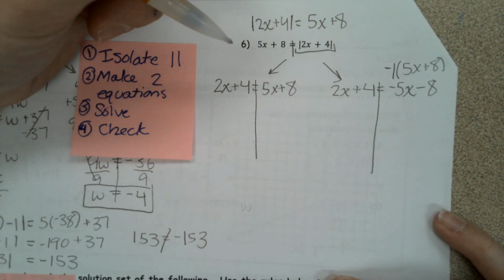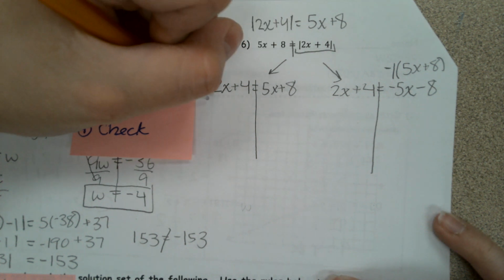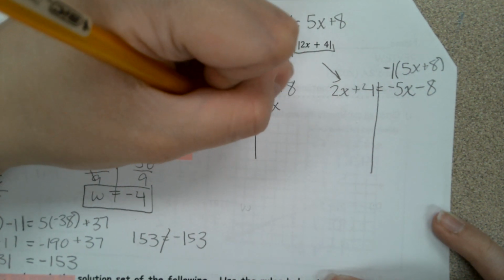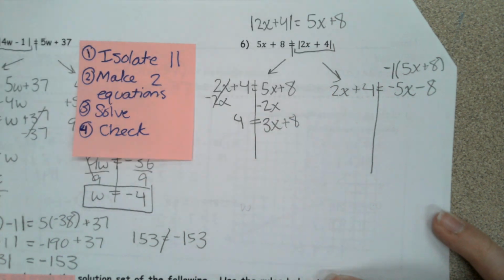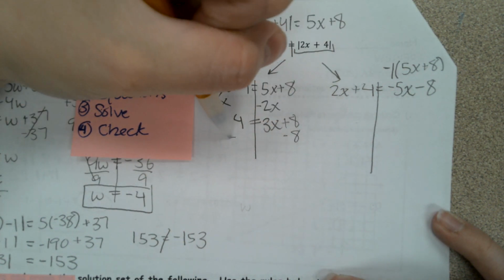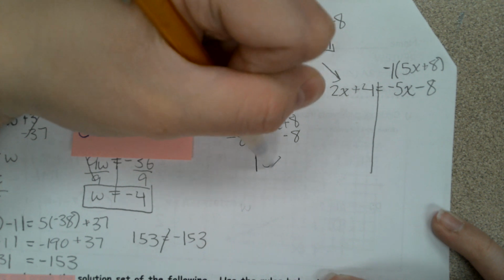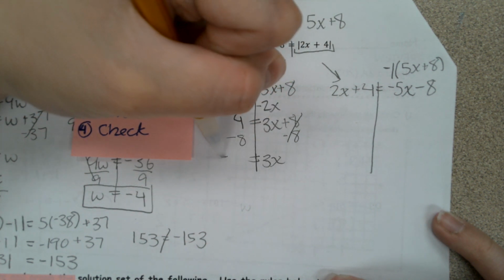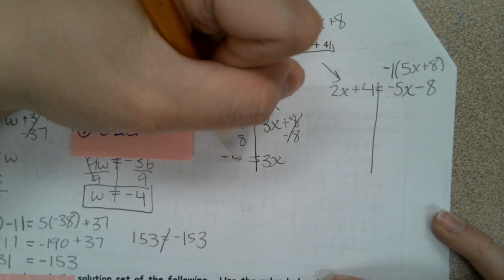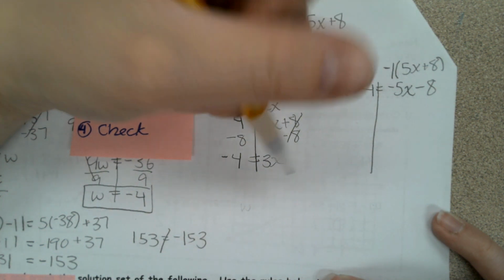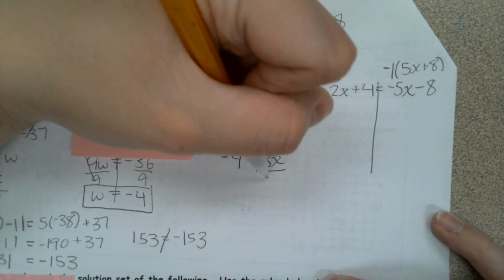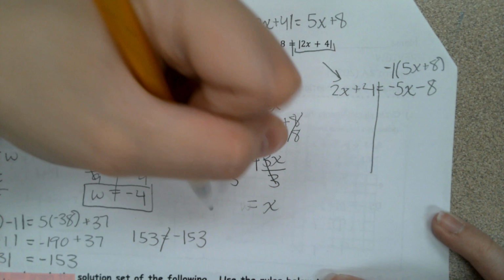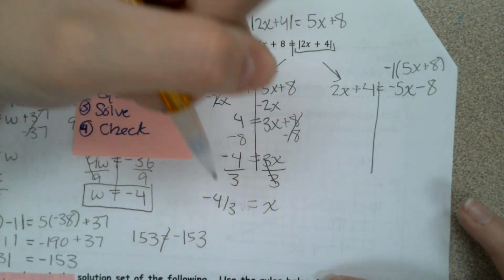Solving 2x plus 4 equals 5x plus 8. I'm going to move the 2x because it's smaller. 4 equals 3x plus 8. Subtract 8. 3x equals negative 4. And we are going to have a fraction. Divide by 3 on both sides. X equals negative 4/3.